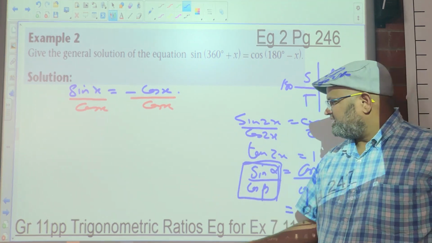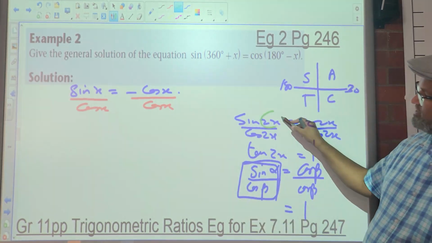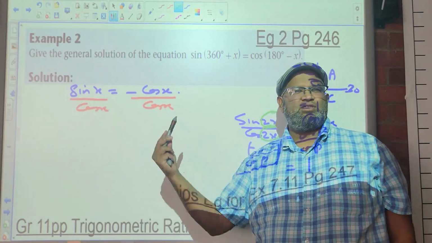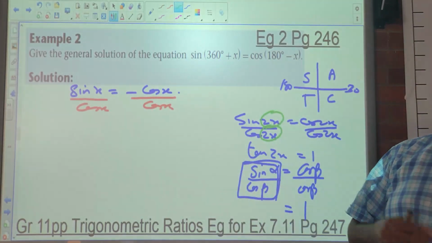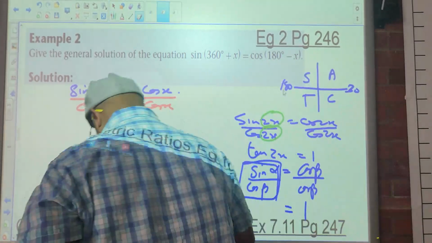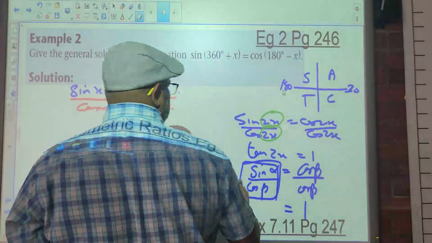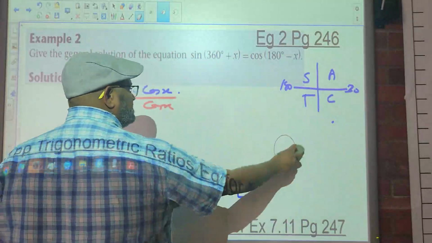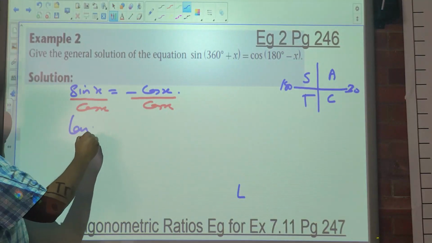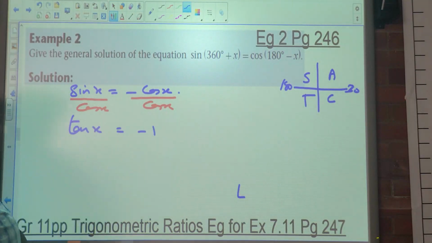The reason why this can become tan is because the angles are the same. And that is what you look for there. Are the angles the same? If it is the same, I can go and get tan on that side. You guys understand? Is there any confusion there? So we're going to get, of course, tan x is equal to negative 1.